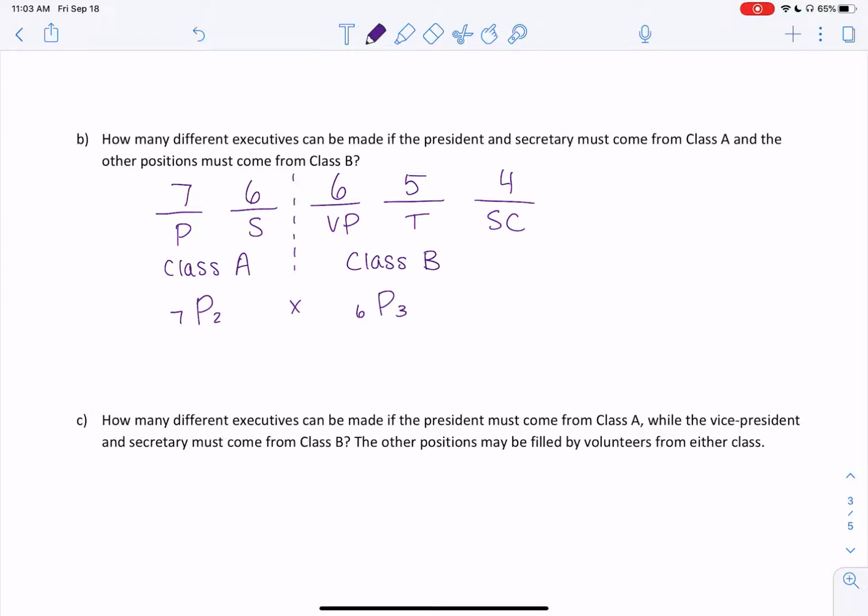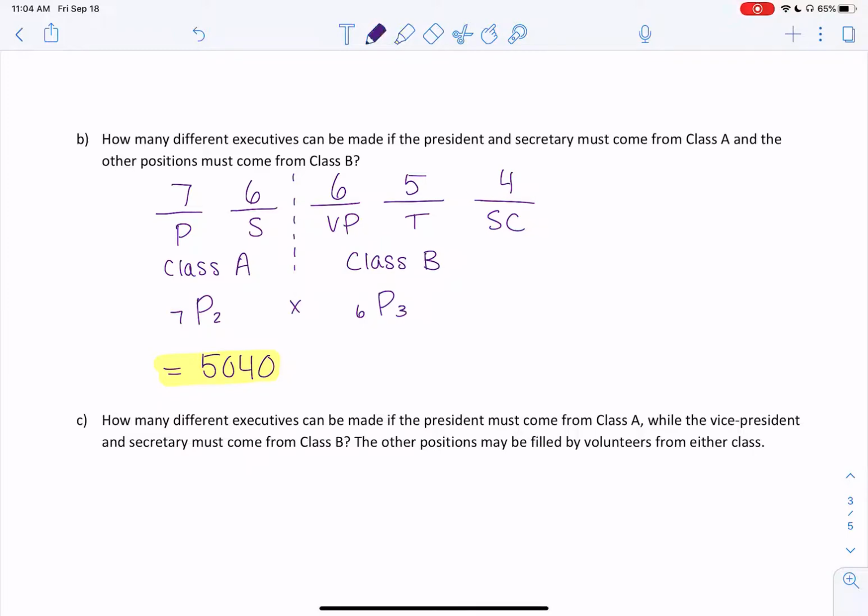Now I multiply these together because I need the people from class A, I need those 2 positions, and I need the other 3 positions. So because I use the word and, I'm multiplying. So you put that in your calculator, you are going to get 5,040.